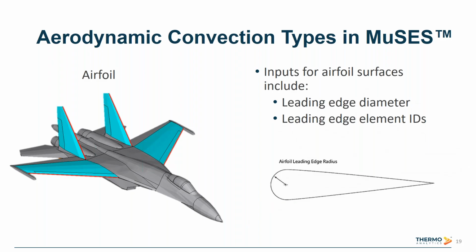Computing aerodynamic heat transfer coefficients for airfoil geometry begins with determining the Reynolds number and the Prandtl number at a reference temperature to characterize the flow. A distinction is made between the body and the leading edge based on distance from the stagnation point. From there, the correlations depend on the flow regime. The Nusselt and the Stanton numbers are used to calculate the heat transfer coefficients. MuSES requires a leading edge diameter and element IDs as input for airfoil convection so the solver can distinguish between leading edge elements and body elements.